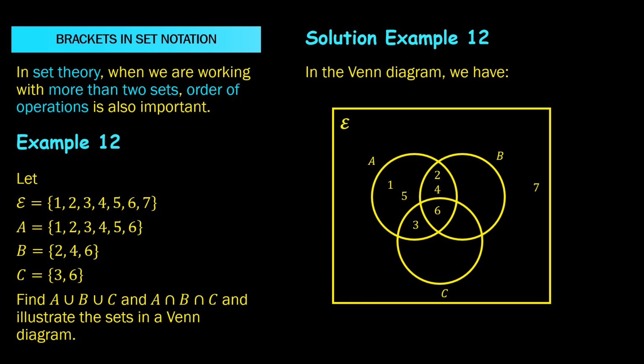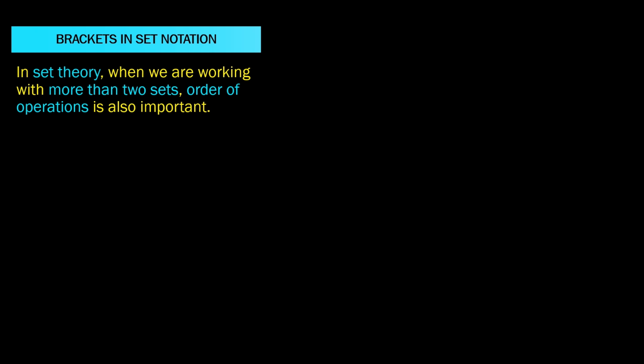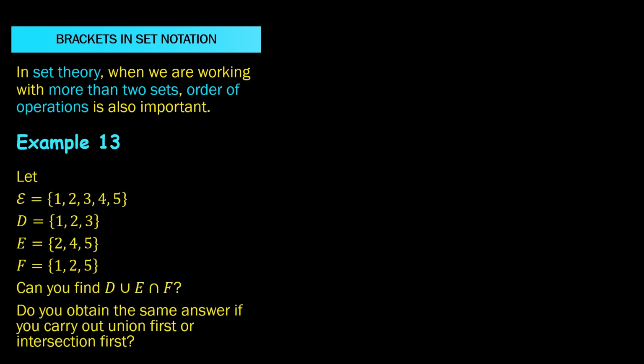Now we take a look at an example which illustrates that order of operations is important in set theory. Consider the universal set as defined and the sets D, E and F as defined on your screen. Can you find D union E intersect F? Do you obtain the same answer if you carry out the union first or the intersection first? Pause the video and have a go. Press play when you're ready to view the solutions.